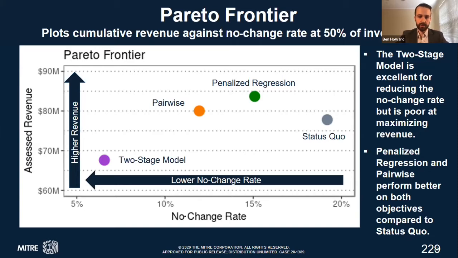So some things to note, we see that two-stage performs the best at minimizing the no change rate while performing the worst at maximizing the revenue. Whereas pairwise and penalized regression both perform better than the status quo method of selection in our validation, with pairwise doing better at minimizing no change rate compared to penalized regression, and penalized regression doing better at maximizing revenue when compared to pairwise.